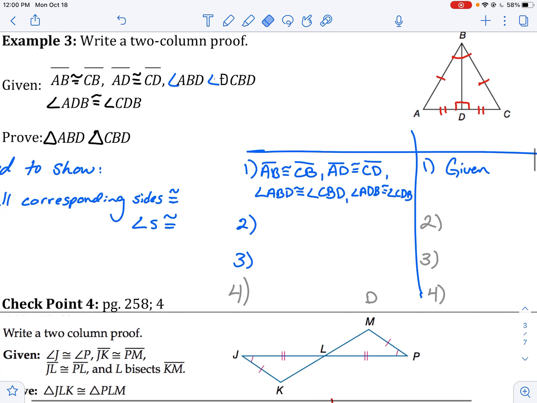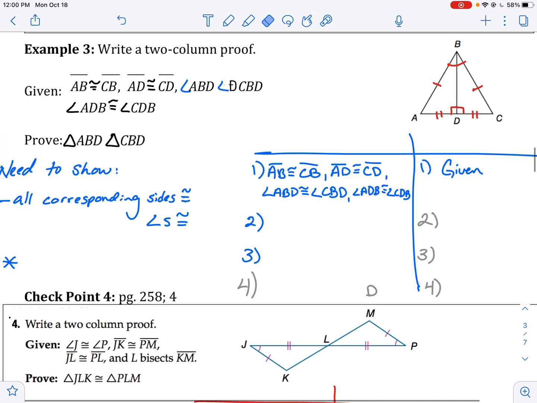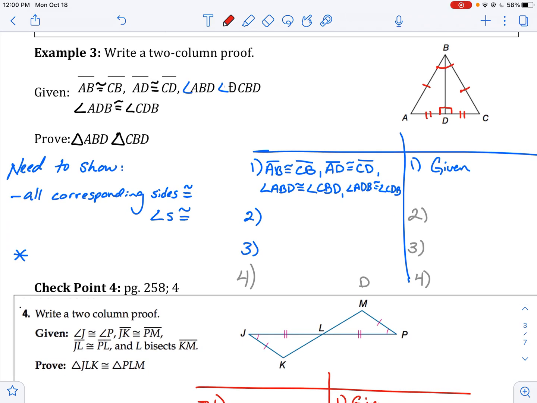And I want to be able to show that these two triangles on the left and the right are congruent. So how am I going to do that? Well, I need to show that all corresponding sides are congruent and all corresponding angles are congruent. So what am I missing? I am missing side BD and angle BAD. I want to say that that angle here is congruent to BCD.